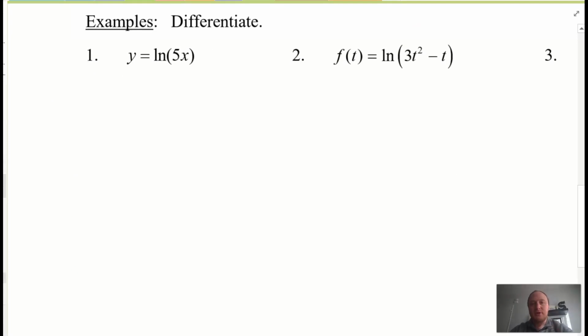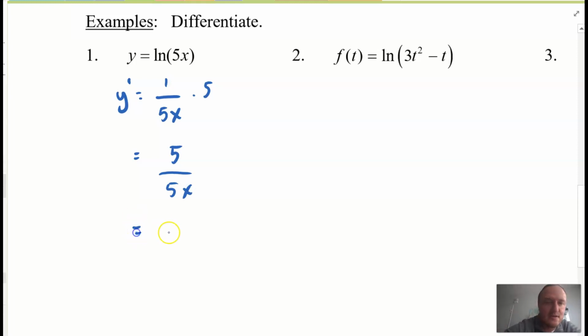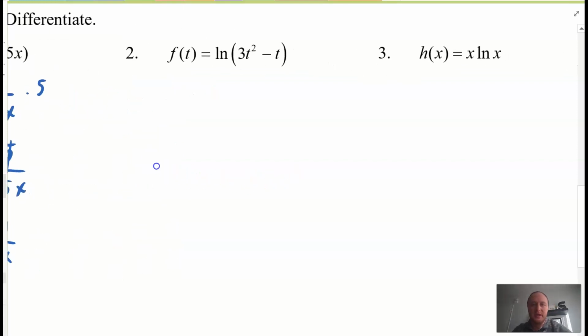So y is equal to the natural log of 5x. Differentiate. Well, y prime is equal to, okay, so the derivative of a natural log is 1 over whatever the inside is, 1 over 5x. Well, 5x is a function itself. I can take the derivative of that. So what's the derivative of 5x? Well, it is just 5. And if you want to simplify this, you can. So it's 5 over 5x. Okay? And again, if you want to simplify, it would just be 1 over x, right? The 5s would reduce.